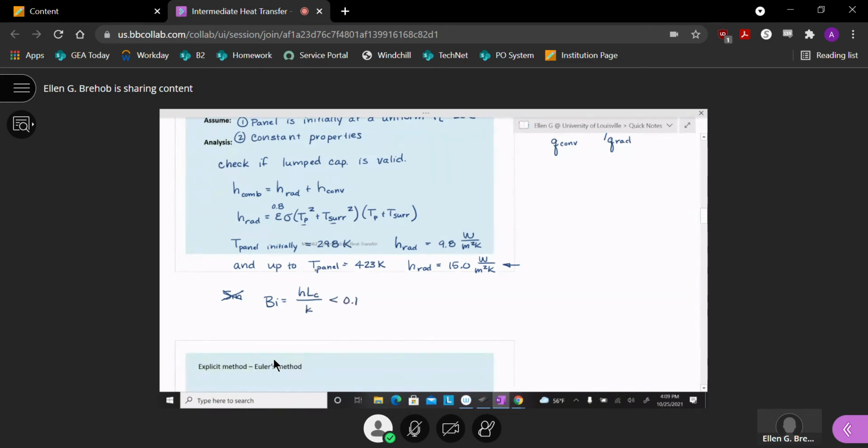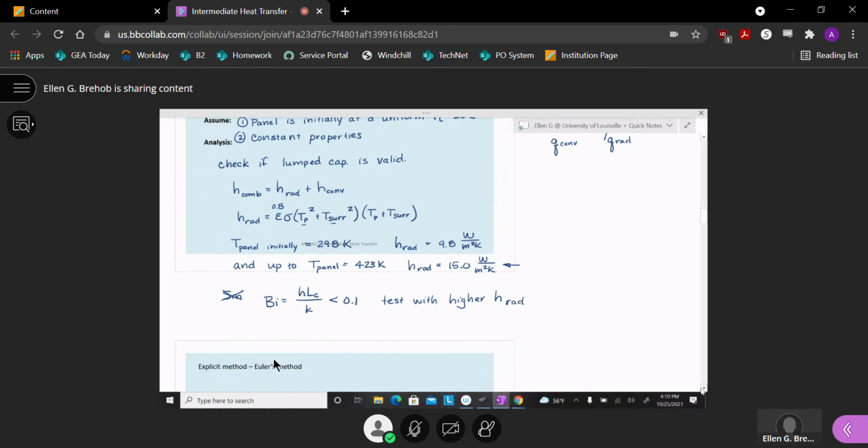And I'm going to make the claim that my more constrained case, if it's going to happen at this higher h value, I'm going to be fine. If it's lumped capacitance at the higher h value, then I'm going to be okay at the lower case. So I'm going to test with the higher h_rad.